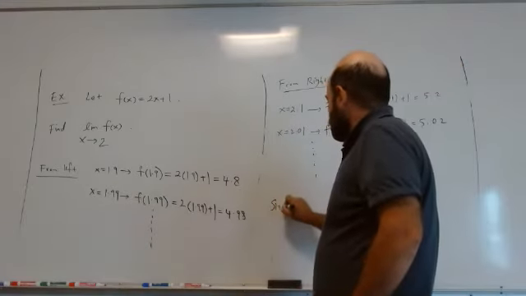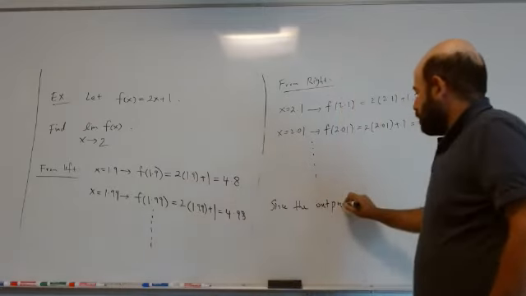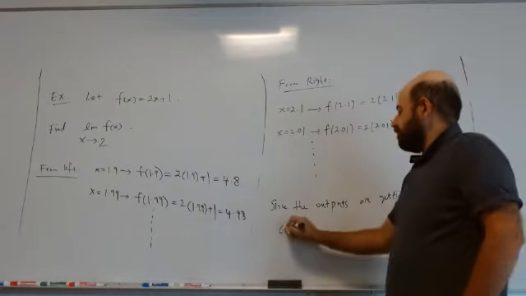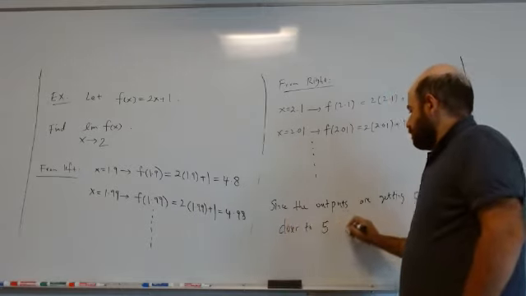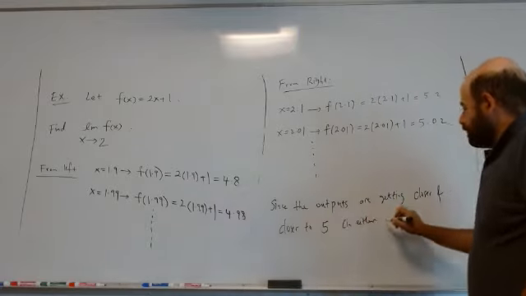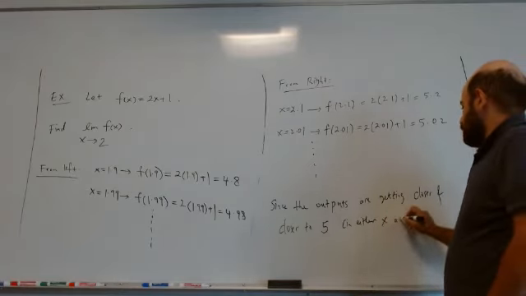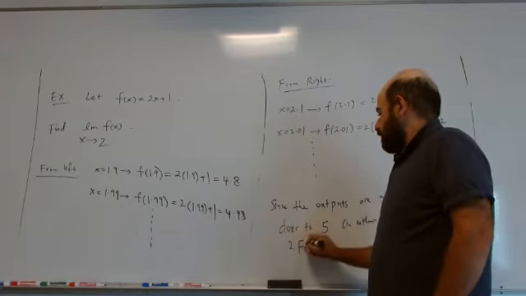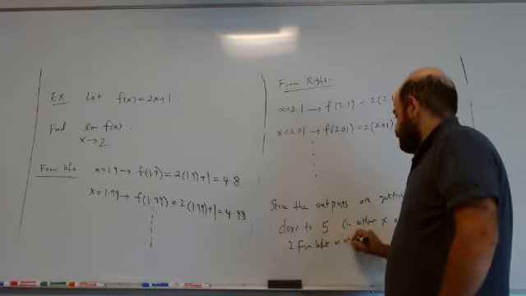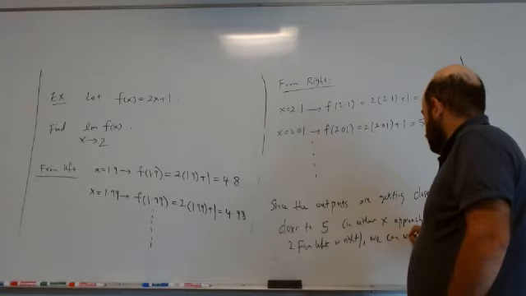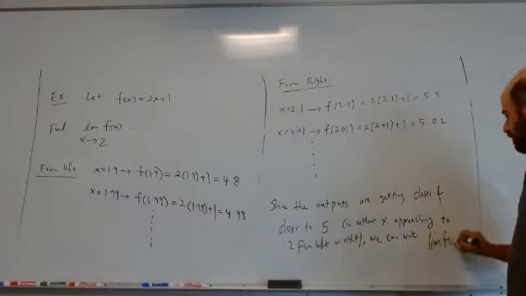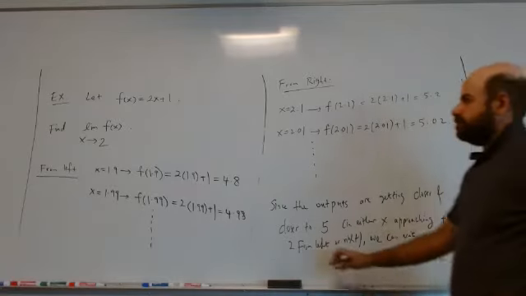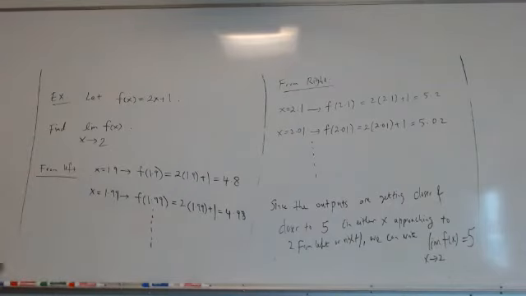So since the outputs are getting closer and closer to 5, in either case, x approaching 2 from left or right, we can say, or we can write, that the limit of f of x as x approaches 2 is equal to 5. Okay, so this is the meaning of limit.